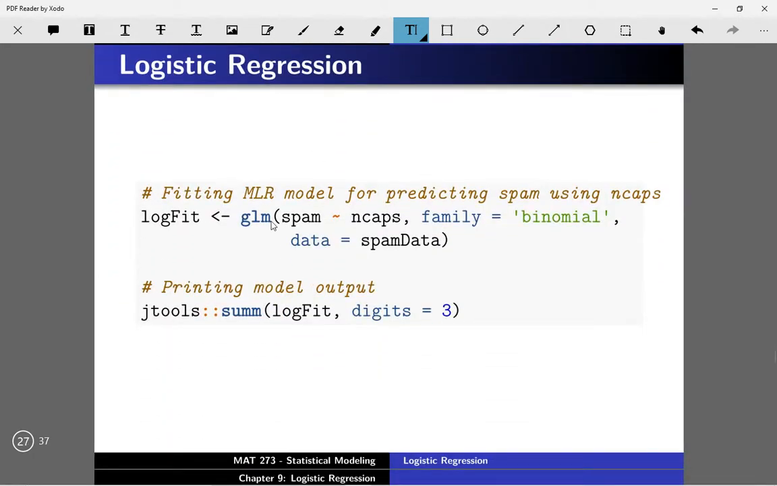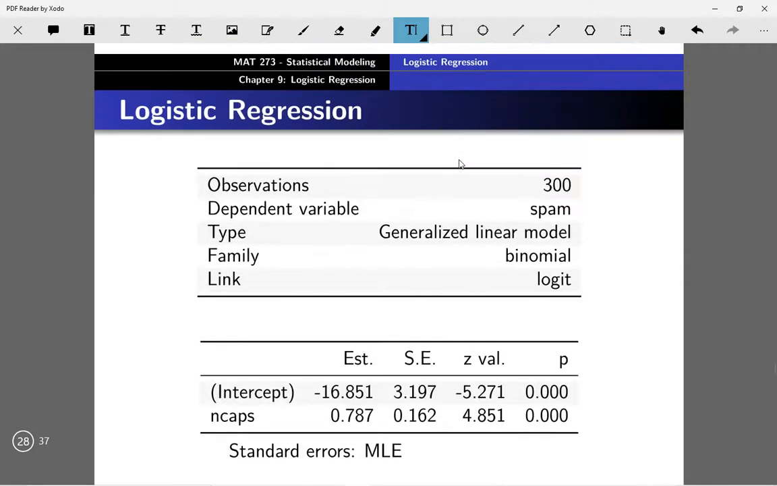So we're going to fit it using this GLM function again. And instead of specifying family equals Gaussian for a linear regression model, we're going to specify binomial because we're assuming our response is a binomial random variable. Okay, and looking at that model output, we again can see that the higher the number of capitalized characters in the email, the higher the likelihood that the email is spam.